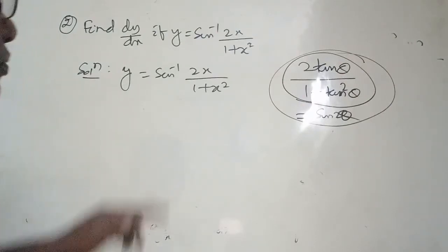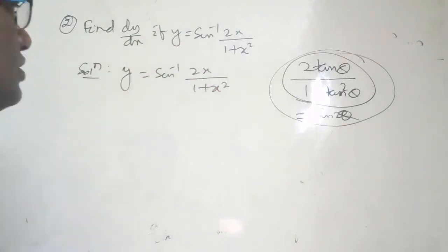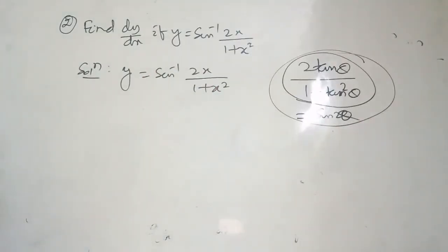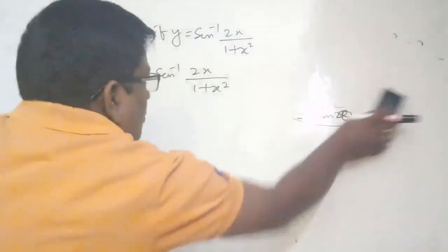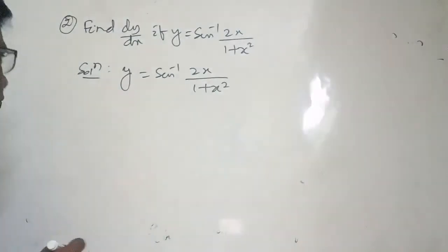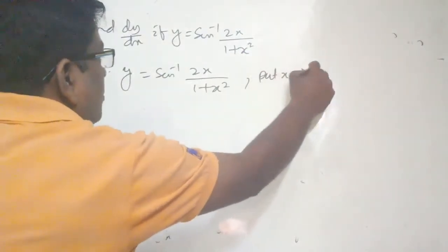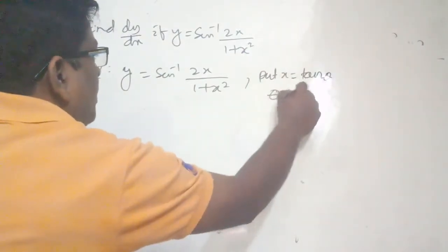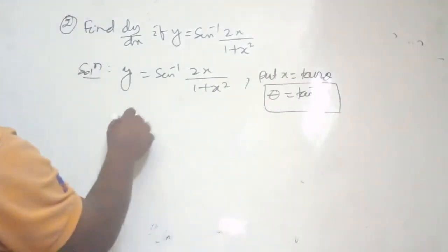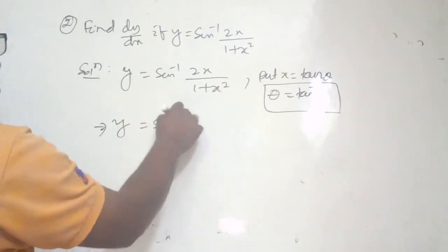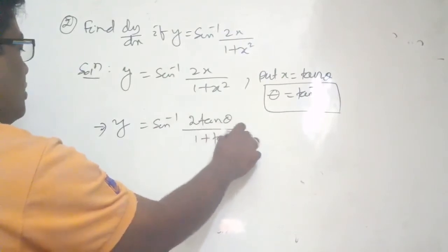So what will be the substitution of x? Here we have to substitute x is equal to tan theta. So put x is equal to tan theta, or theta is equal to tan inverse x. Now y is equal to sin inverse of 2 tan theta divided by 1 plus tan square theta.